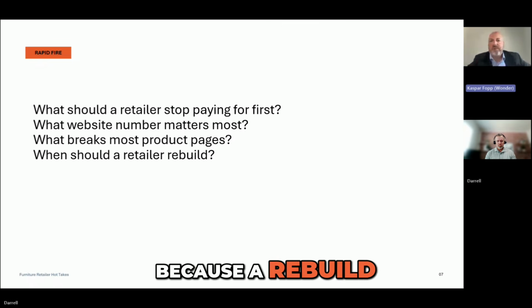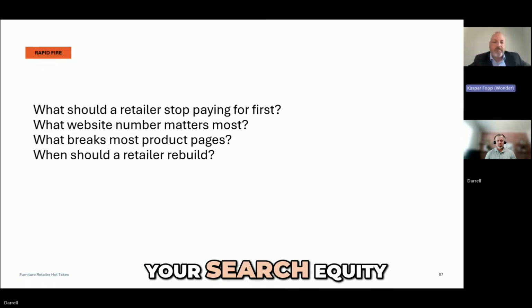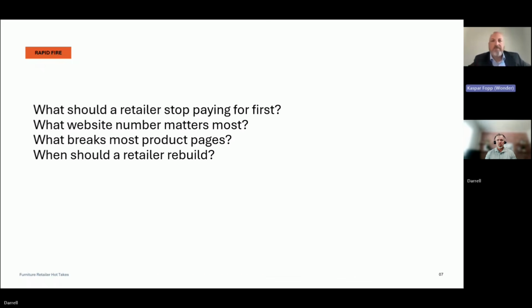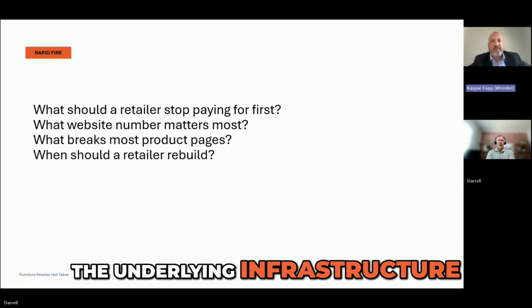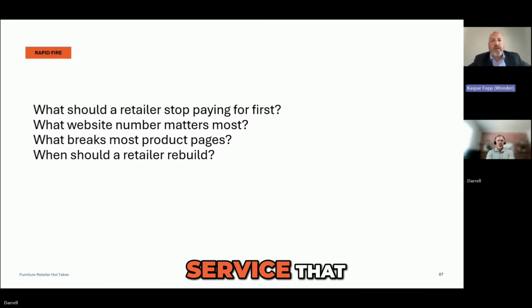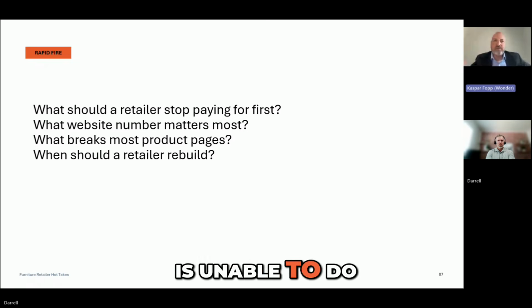Because a rebuild costs time and it resets your search equity to a degree. So it's something that has to be done when the underlying infrastructure, the platform or the service that you're consuming, physically is unable to do what it needs to do.